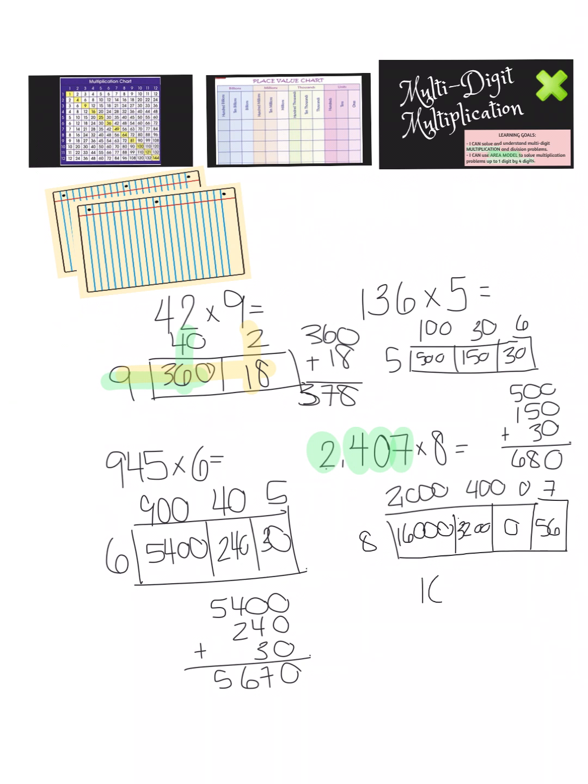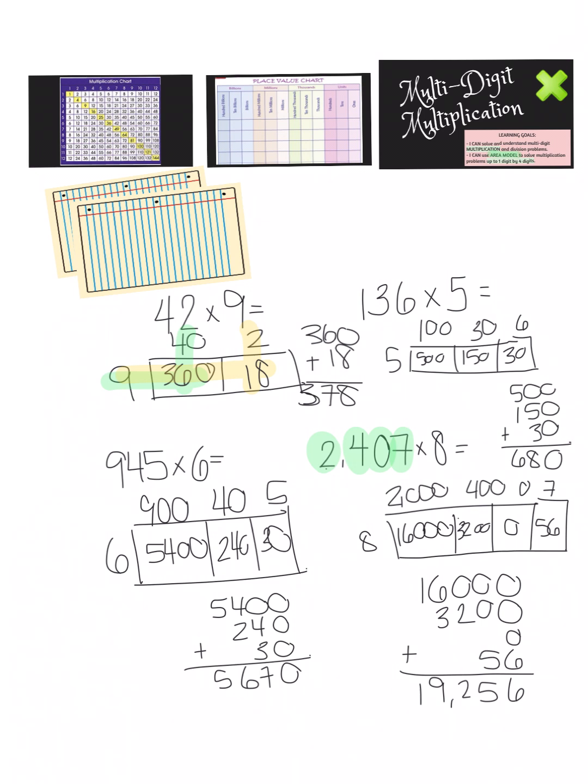Once again, I'm going to want to make sure I add up my total, making sure I'm very careful with my place values to make sure they line up exactly. That might be a little trickier with my 0, but as long as I make sure my place values are in line, I should still get the correct answer of 19,256. And there you have all 4 problems solved.